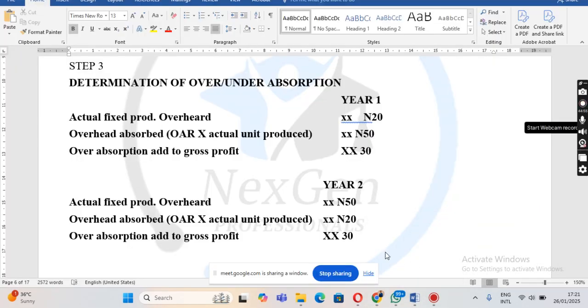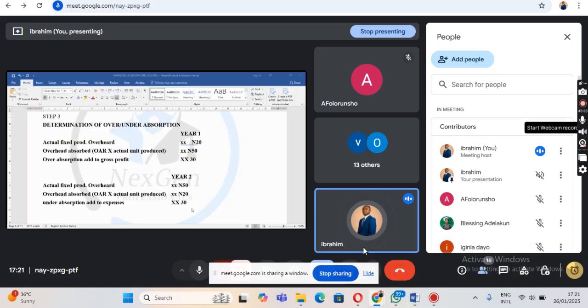We will get there. Now, if this is 30 naira as over absorption, then this will be an under absorption. Under absorption, what will you do? You add it to expenses or you subtract it from your gross profit. Then I will explain why it's like that. Can someone explain why we have to add it to our expenses or subtract it from the gross profit because it's an expense? Based on the first explanation, can someone just try? Please unmute your mic, and the person will have a special gift.